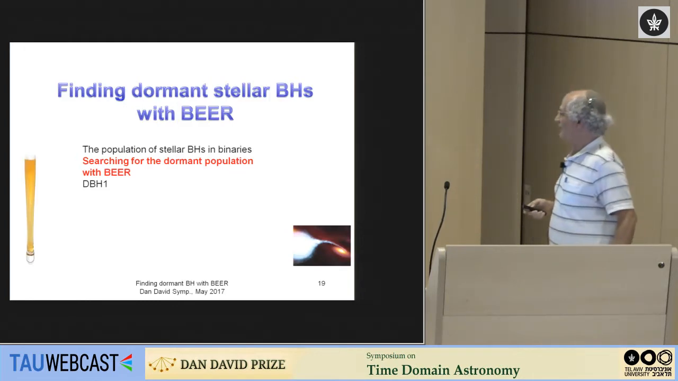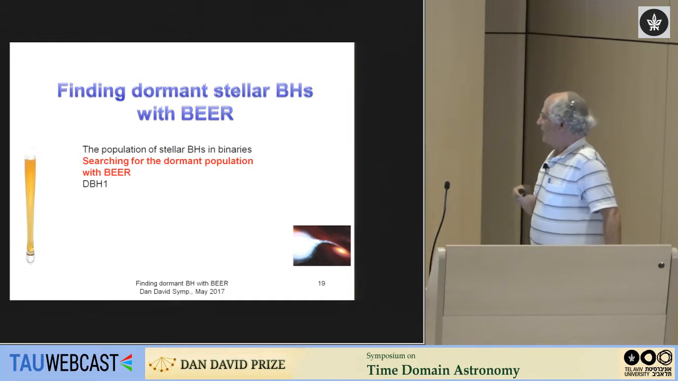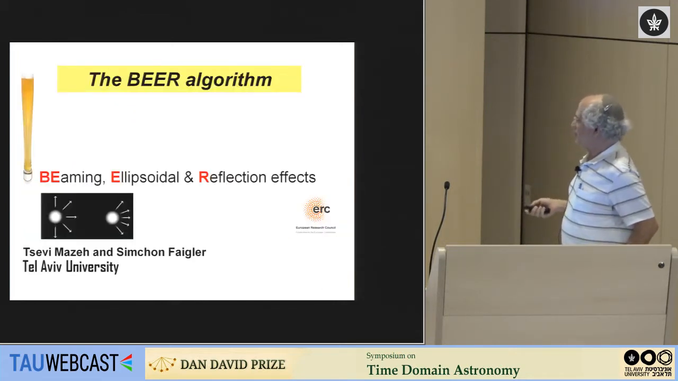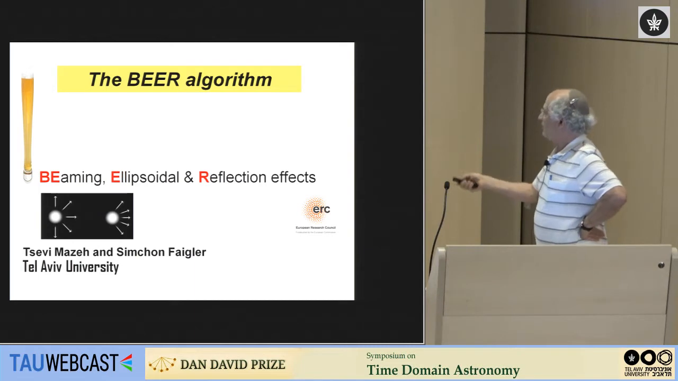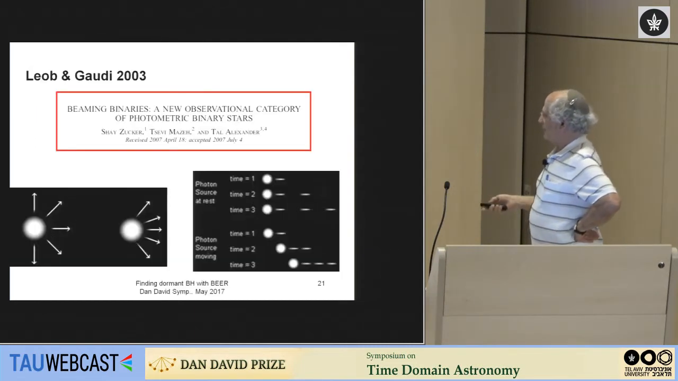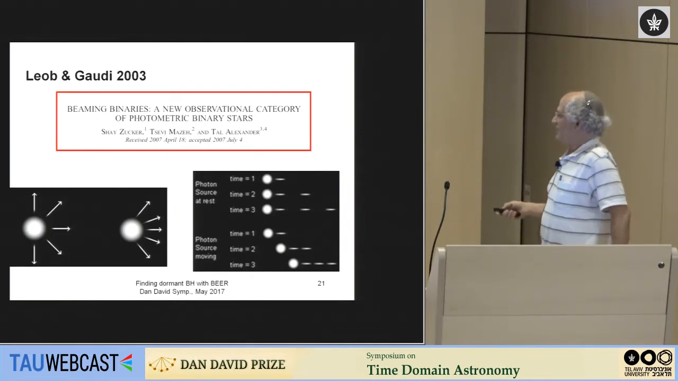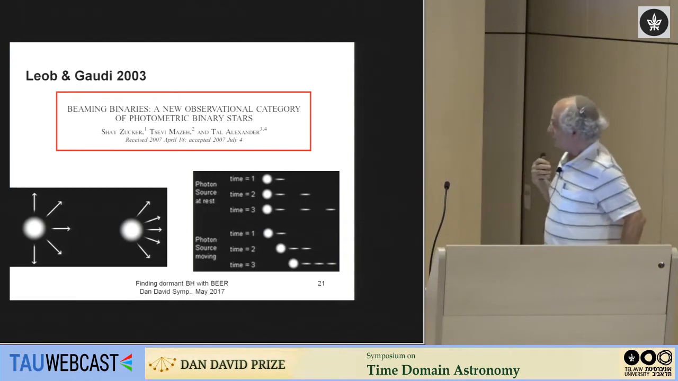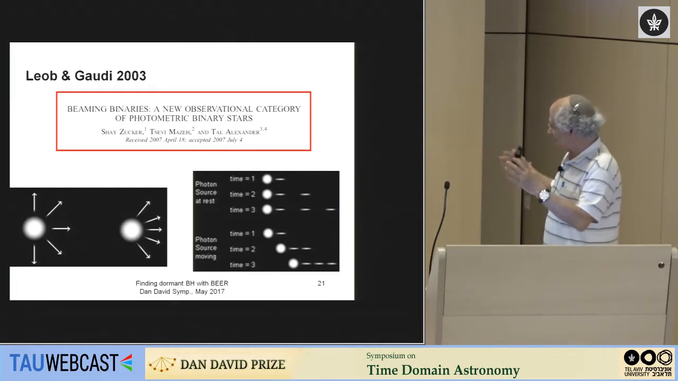For that, I will introduce you to BEER, which is an algorithm that Simchon and I developed for other purposes. And just very quickly, the BEER algorithm is searching for stars that have, in binaries, beaming, ellipsoidal, and reflection effect. This is why we call it the BEER. And just very quickly, the main one of the three is the beaming. The beaming effect is causing a source of light that is moving towards you to increase the brightness that you measure. It's not only Doppler effect, it has something to do with the beaming of the light.